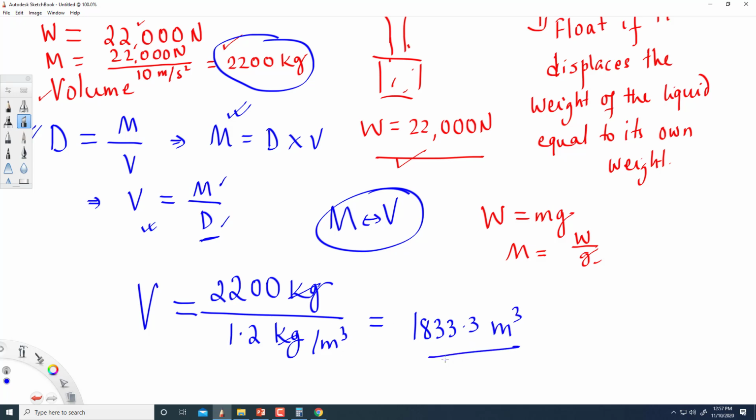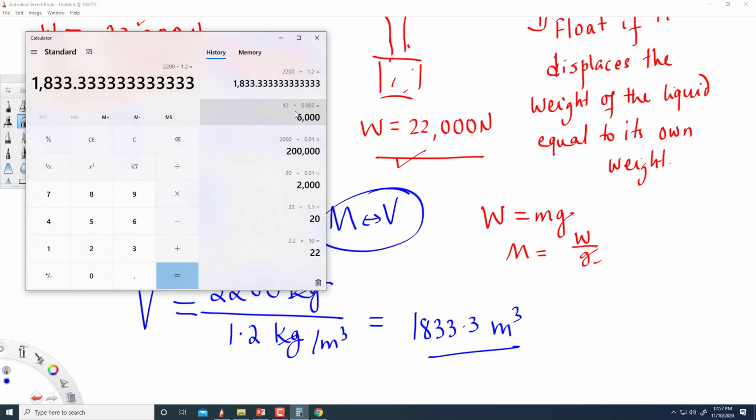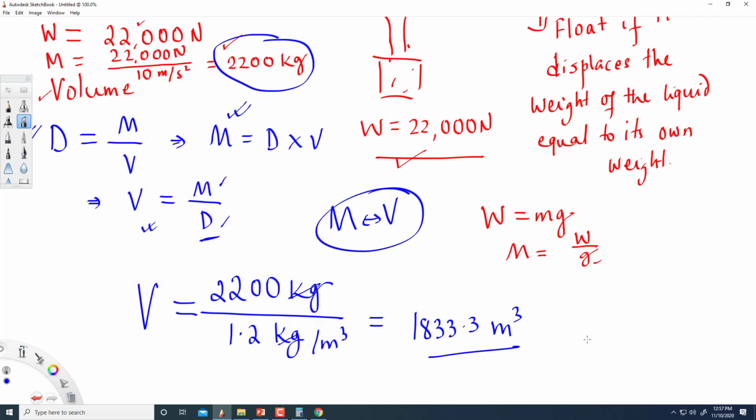So in order to float, the balloon needs to displace 1833 cubic meters of air. If it displaces less than that, it will sink. If it displaces more than that, it will rise up. If it displaces exactly the same amount, it will just stay in the air without moving up or down.